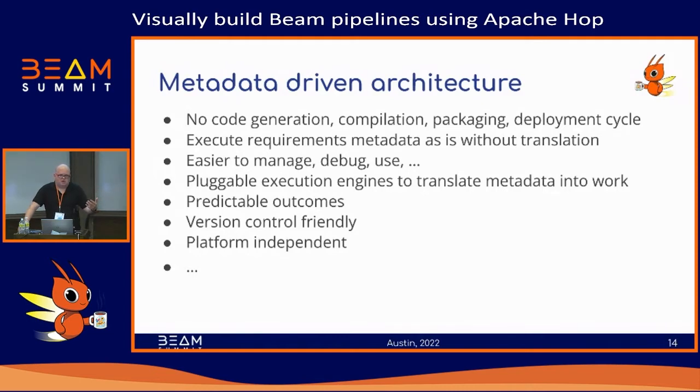And the way that I explain this is, if something goes wrong, and something always goes wrong, you know exactly where it was because there's no translation process in between. It's not some jar file in Java or something that happens on a different server remote from where you're working. It's the same thing, right? So easier to manage, debug, and use. And we have a pluggable execution engine to translate metadata into work.